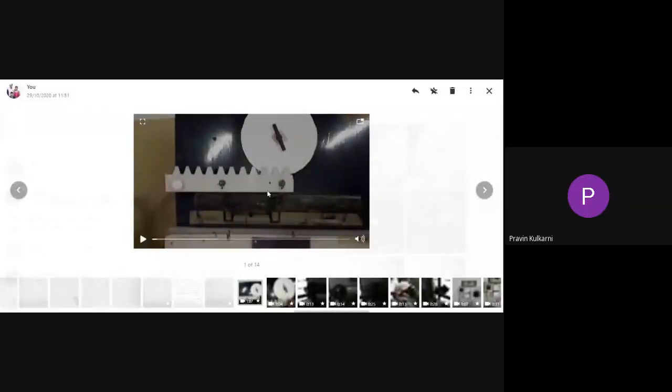Screen, Chrome tab. Please let me know whether you are able to see the experimental setup. Yes, sir, it's visible. Yes, it is actually video. I will play the video after I explain it.